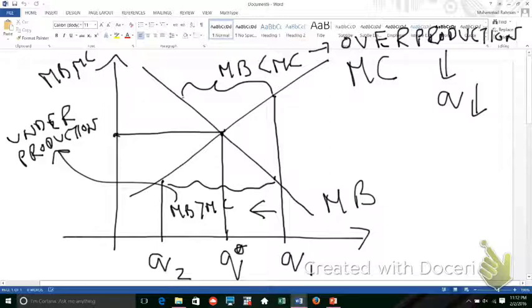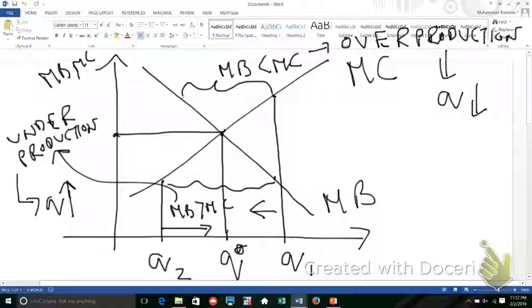Whenever the marginal benefit of producing a good is higher than the marginal cost, it sends the signal that output in the economy should go up. So when the economy is producing at Q2, the economy is sending the signal that production should increase beyond Q2.